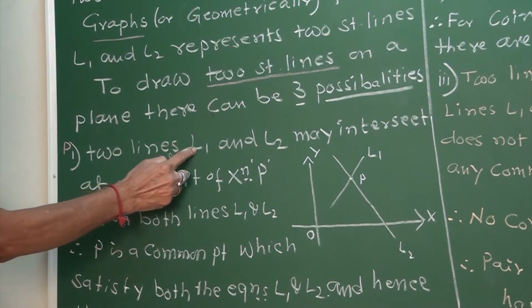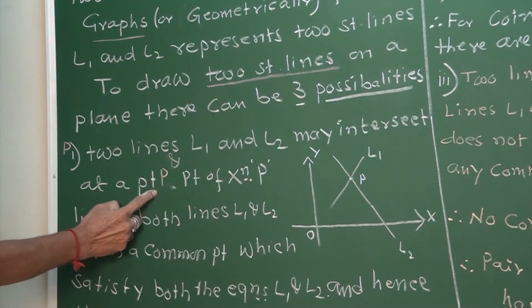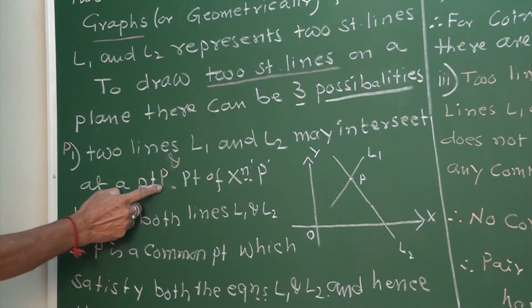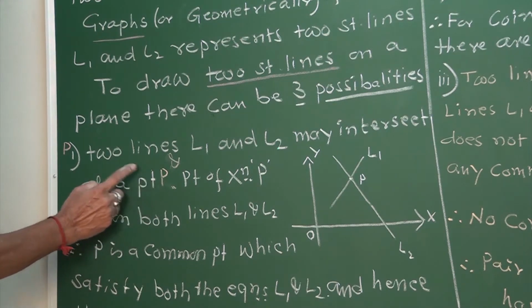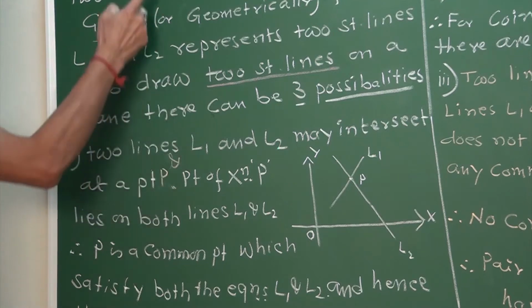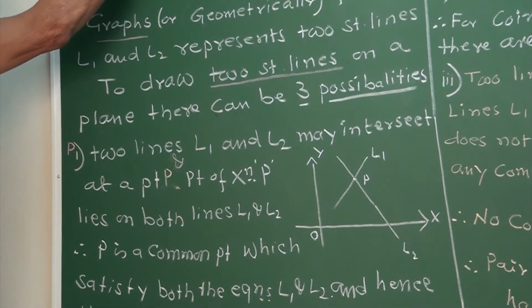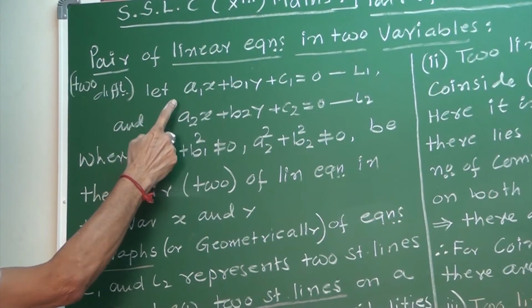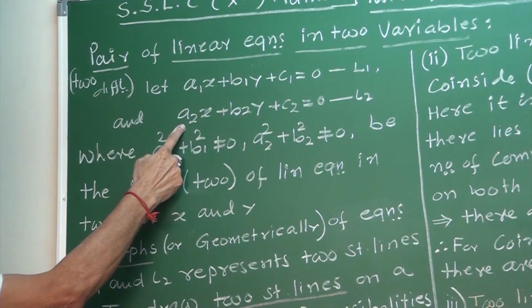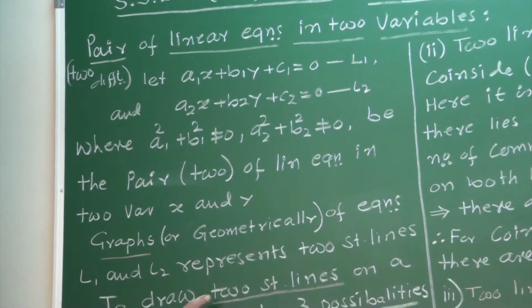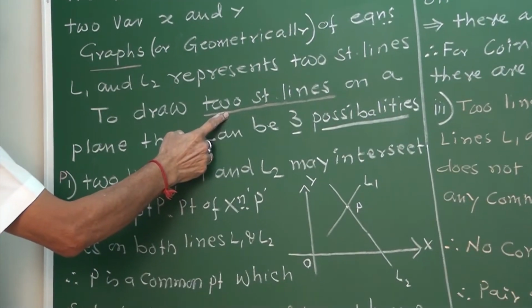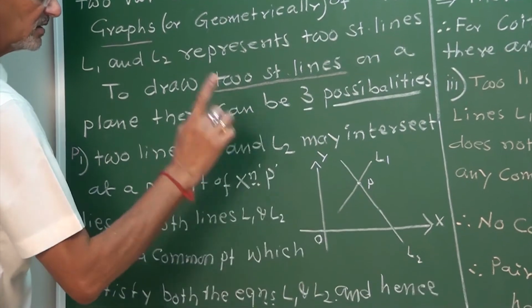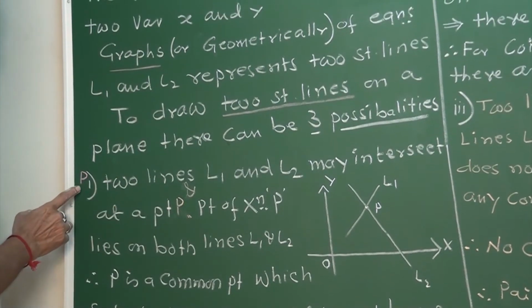Two lines L1 and L2 may intersect at a point P. That point of intersection is denoted as P. Two lines L1 and L2, these two lines, my friends. I told you a linear equation represents a line. A second linear equation represents a second line. Then there are two straight lines. To draw these two straight lines on a plane, there exist three possibilities.